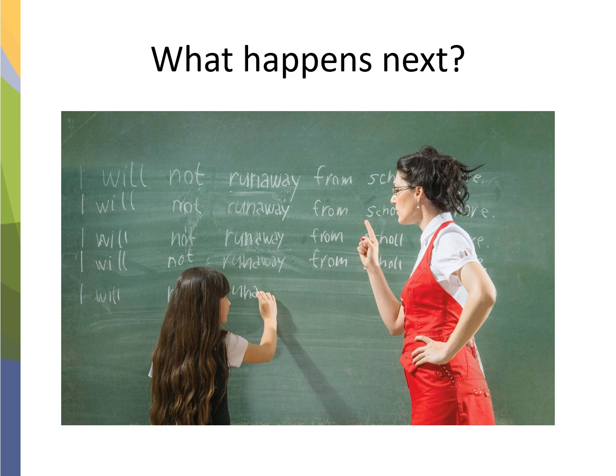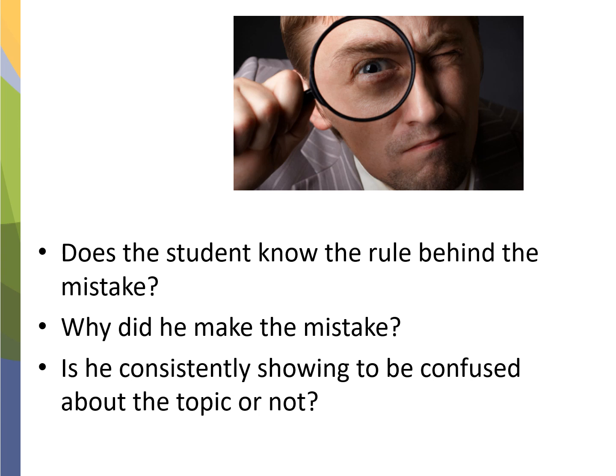So after the error correction, what happens next? As teachers, we might ask ourselves a few questions after the student has made these mistakes. So we might ask ourselves, does my student know the rule behind this mistake? Why did he or she make this mistake? And this is a really important one. Is he consistently confused about this topic? So is this something persistent?